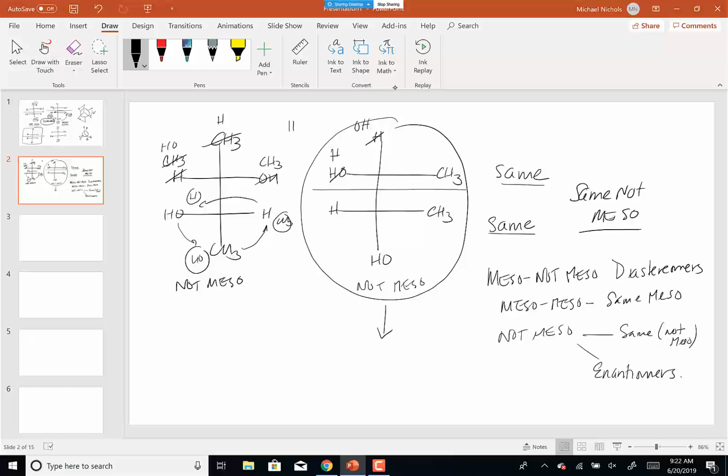So what's my point? I guess my point with these is that when you see that they both have the same groups attached, you could probably save yourself a little bit of work if you just determine whether they're meso or not meso to begin with. Because 2 of the 4 possibilities will be immediately clear. They'll either be not meso, meso, or both meso. If they're both not meso, then you've got to figure out if they're enantiomers or the same. So, statistically, 50% of the time you're only going to have to do one step.